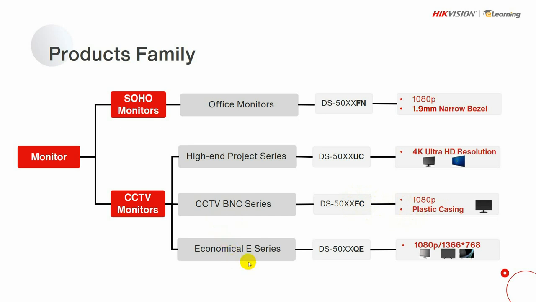And then the E series stands for the economical series, right? It has the QE series, and they have 1080p resolution or 1366 multiplied by 768 resolution. So we can have a quick review of the naming rule here. For example, here F means it is an HD product, right? It has 1080p resolution. And if there is U, it means 4K, right? So if you want, you can do a quick review by yourself.